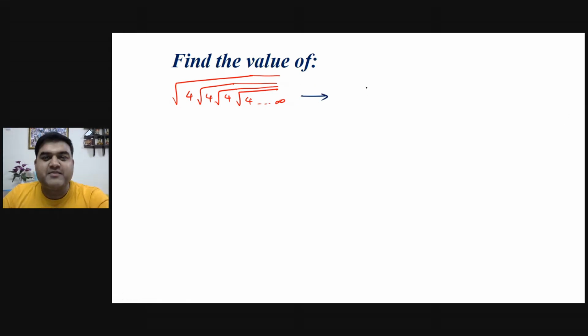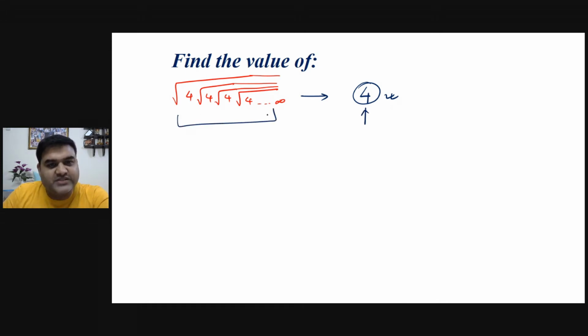The answer will be 4. How much time did it take in writing the answer as 4? Hardly a second or 2. That is what I was telling, 3 to 5, that is 2 seconds. Okay, let's see how to do this sum.